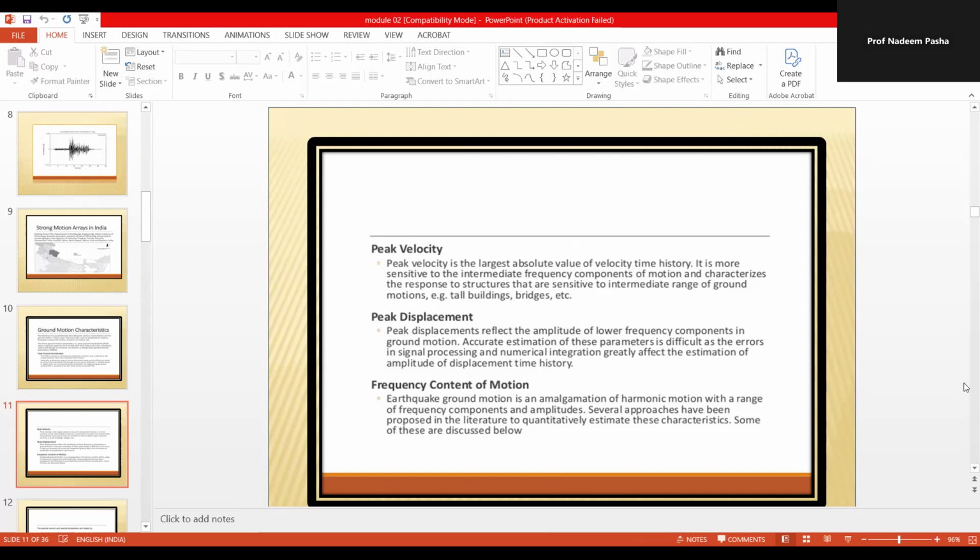Accurate estimation of these parameters is difficult, as errors in signal processing and numerical techniques greatly affect the estimation of the amplitude of the displacement time history. Last but not the least, frequency content of motion. Earthquake ground motion is an amalgamation of harmonic motion with a range of frequency components and amplitudes. Several approaches have been proposed in the literature to quantitatively estimate these characteristics. Some of them are listed below.